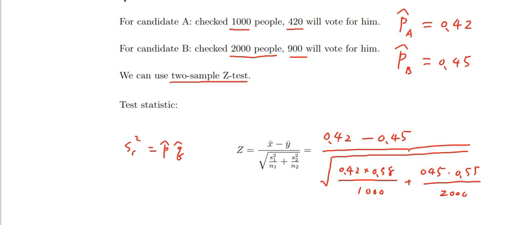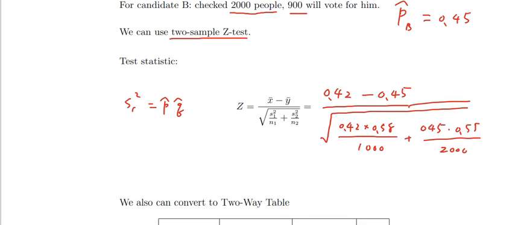Okay, then after a little bit of calculation, we can find this number, then determine whether this number is big or small, right? Is this number close to 0 or not so close to 0? So we need to determine this, and to determine this, we can use the p-value, and we can also use the critical value.